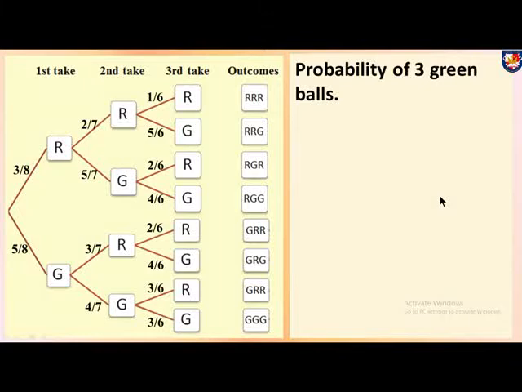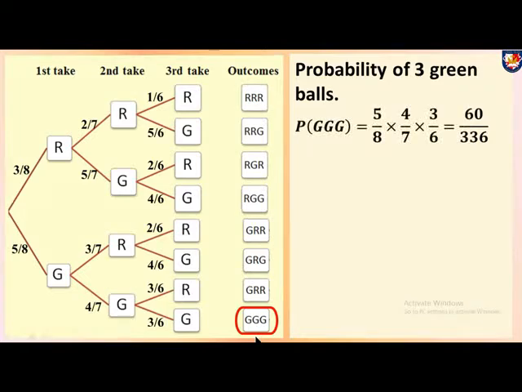Now, we're going to find the probability of getting 3 green balls. The first thing that you need to find is the outcomes that represent 3 green balls. And this is the only outcome that represents 3 green balls. So the probability of green, green, green is 5 per 8 times 4 per 7 times 3 per 6. It is equal to 60 per 336. Or, if you want to make it simpler, it's equal to 10 per 56.